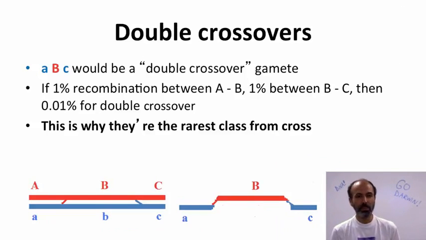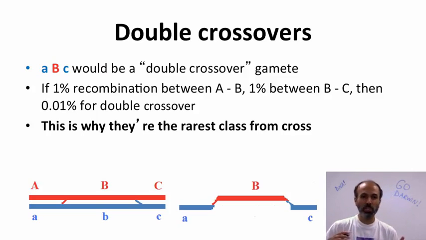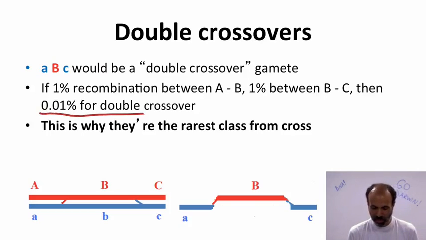Well, again, double crossovers, there are basically two things happening together. So in this case, we have the little a, big B, little c as a double crossover gamete. So imagine that you have a 1% chance of recombination between A and B, and a 1% chance of recombination between B and C. Then what would happen is you could actually multiply these two probabilities. So it would be a 0.01% chance of a double crossover.